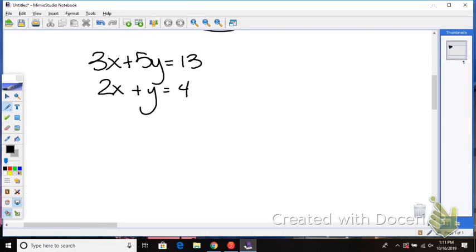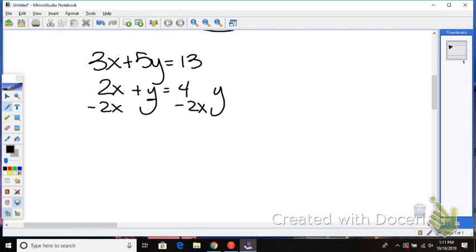So what is the easiest variable to solve for up here? Which y, top or bottom? Bottom y, because it doesn't have a number in front of it that you have to divide. If I was having to solve for this x, I would have to move this 5y over and then divide by a 3, and I'd end up with a bunch of fractions. It can be done, but then you're dealing with a bunch of fractions. So I want to solve for this y here. How do I move this 2x? Subtract it over.